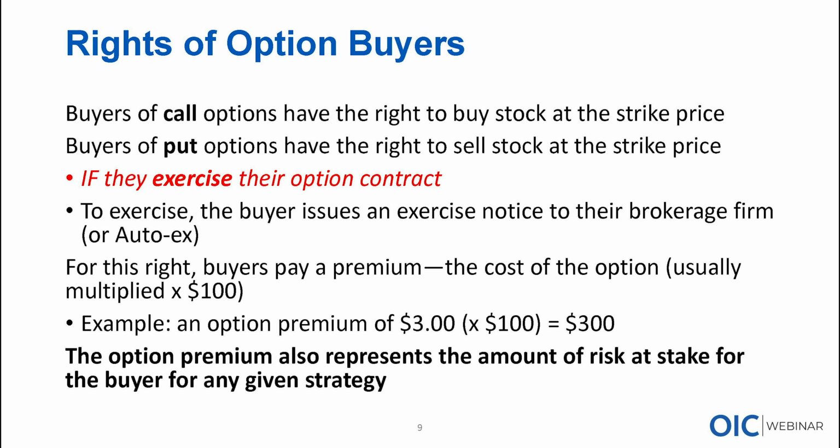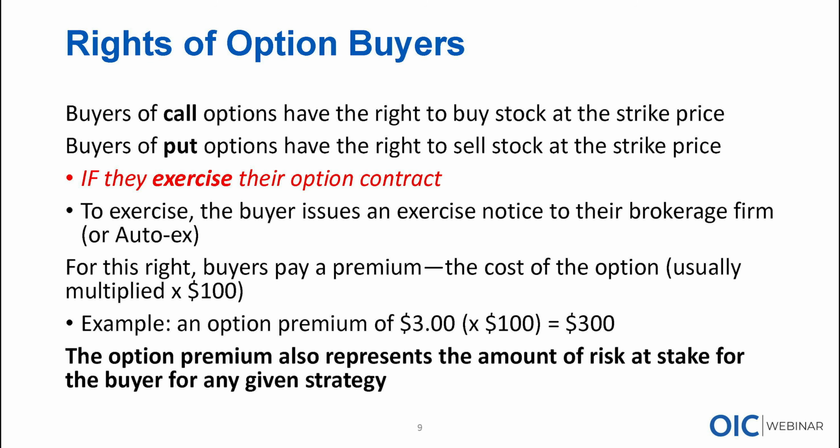And that's an important concept: if they exercise the contract. If not, then that option is simply going to expire worthless. Now, whether or not it is in the buyer's interest to exercise the contract is something that we'll get into a little bit later when we talk about intrinsic versus extrinsic value.